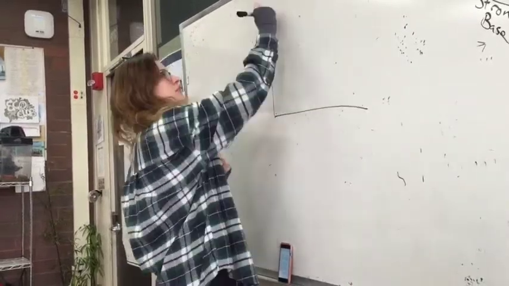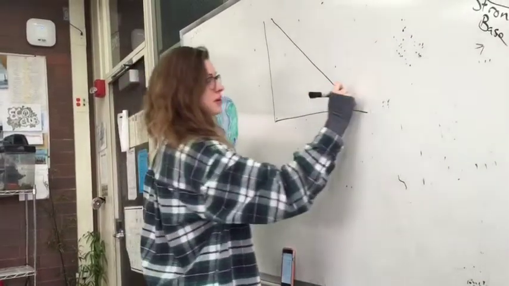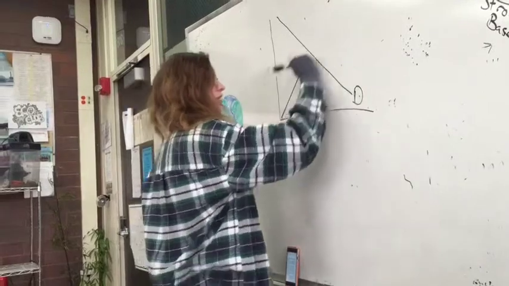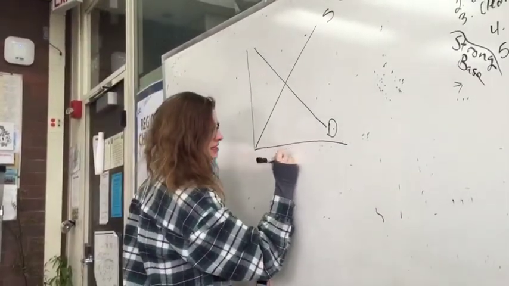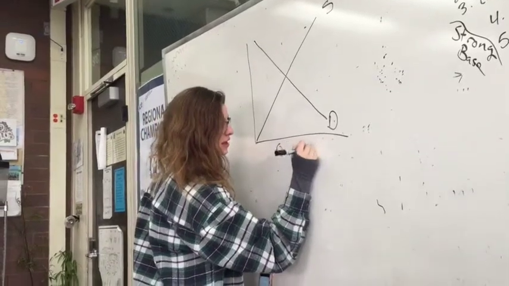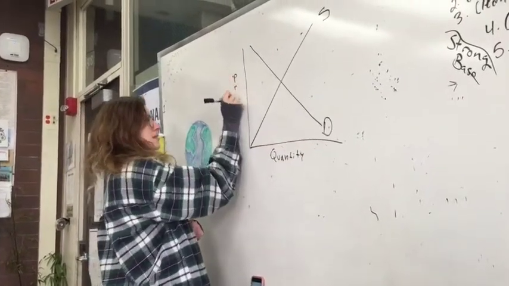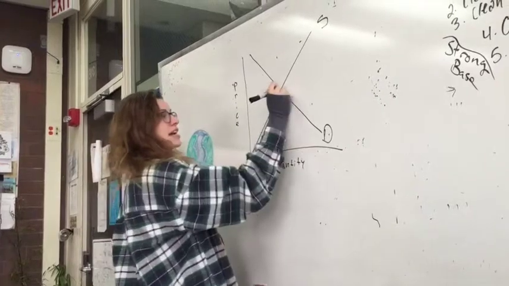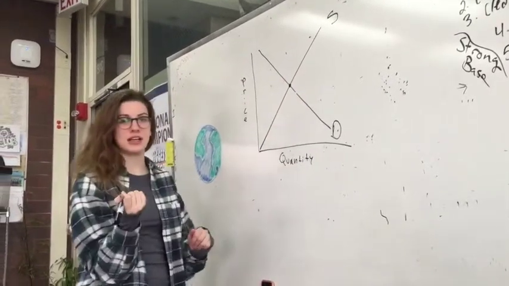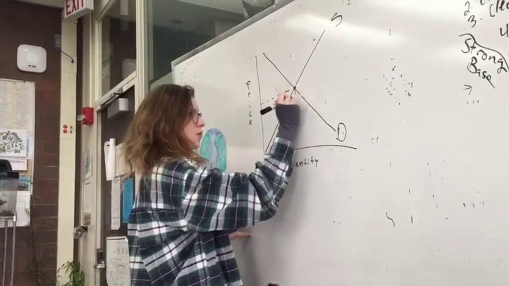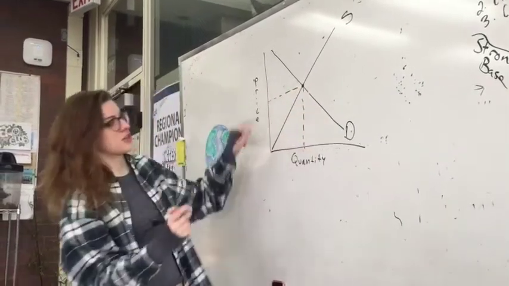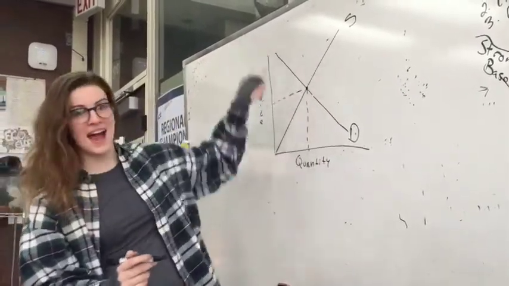So you have your demand curve, which slopes downward. And you have your supply curve, which slopes upward. Down here you have your quantity, and up here you have your price. Right here in the middle is the market equilibrium. This is where the price and the quantity match the supply and the demand.